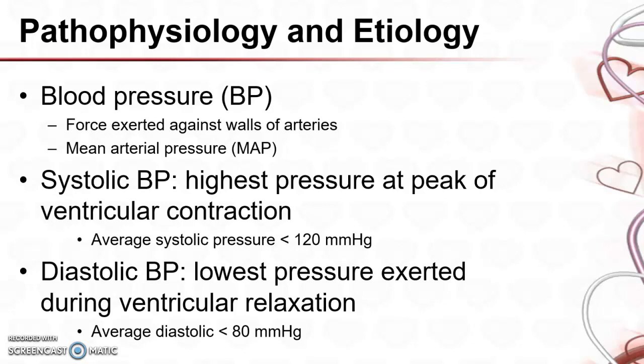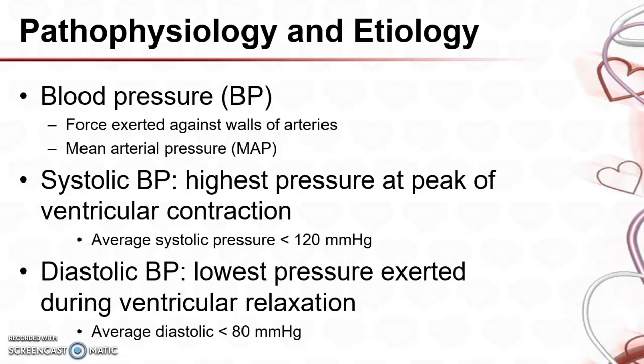Systolic blood pressure is the blood pressure when it's at its highest pressure, at the peak of ventricular contraction. If you did some of your pre-class activities, you know that. If we talk about left or even right ventricular contraction, that would be the afterload, the amount of pressure it takes to expel the blood that's in the ventricles. An average systolic pressure should be less than 120 millimeters of mercury.